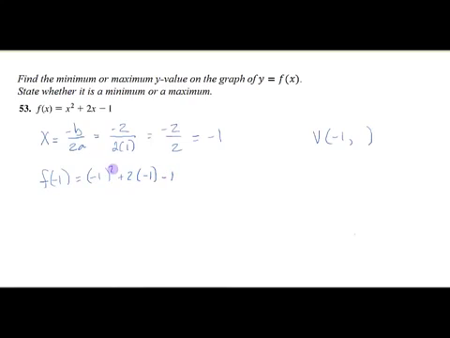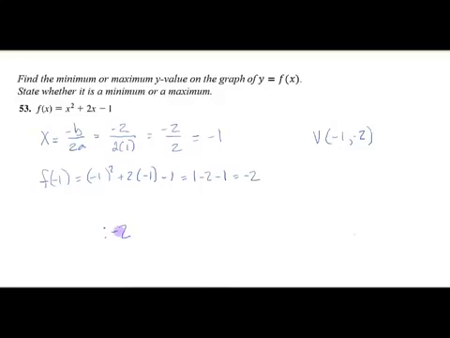And I get 1 minus 2 minus 1. So that is a negative 2. So we know that the minimum or maximum y value on the graph is that y part, the negative 2. Now we need to state whether it is a minimum or a maximum.